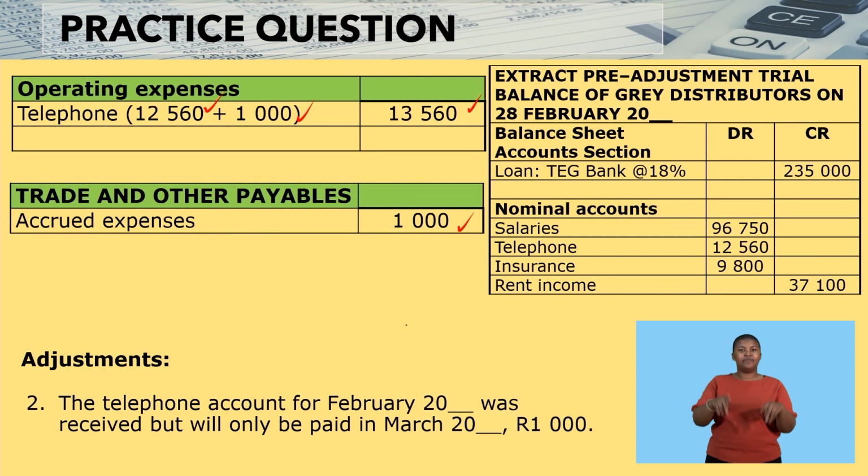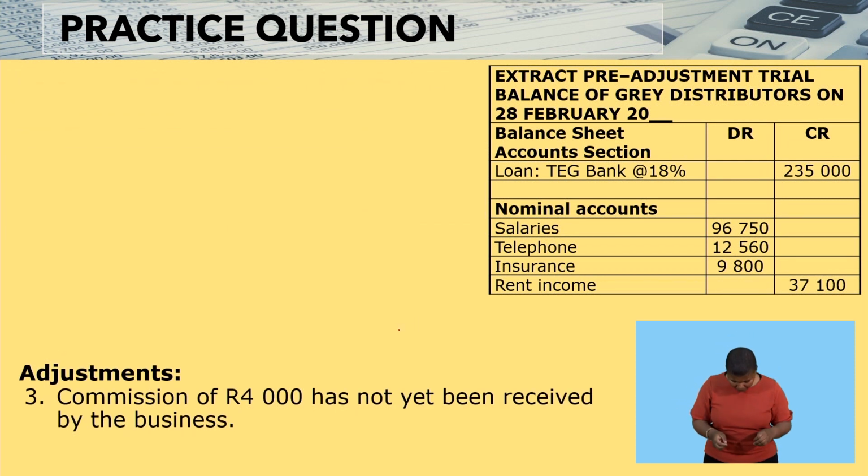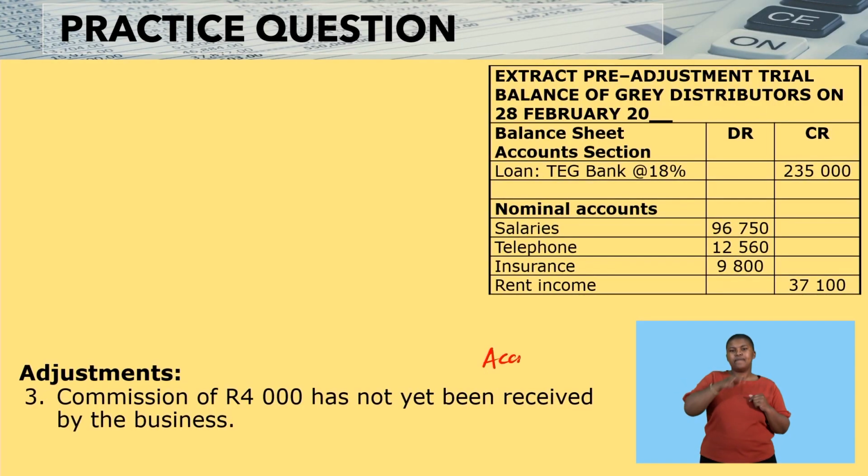All right, now my next adjustment reads, commission of 4,000 has not yet been received by the business. So we have earned this commission, but we have not yet received it. This therefore becomes what we call accrued income. We have earned it, but not yet received it.